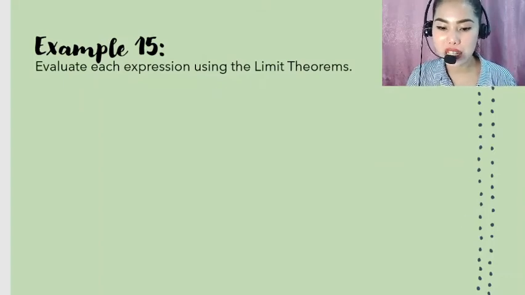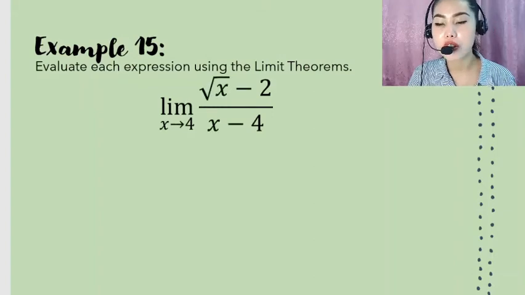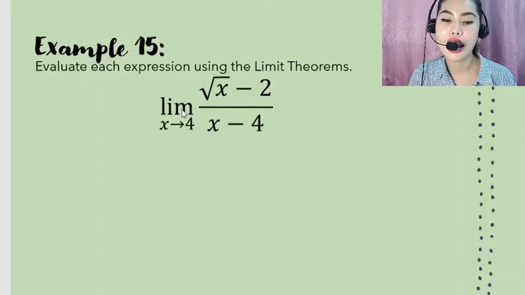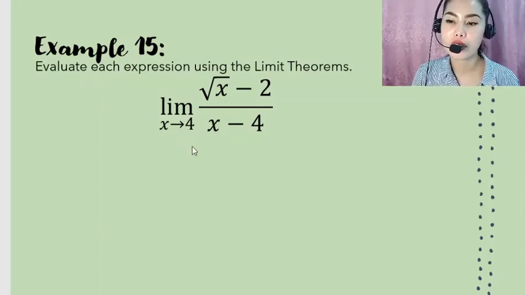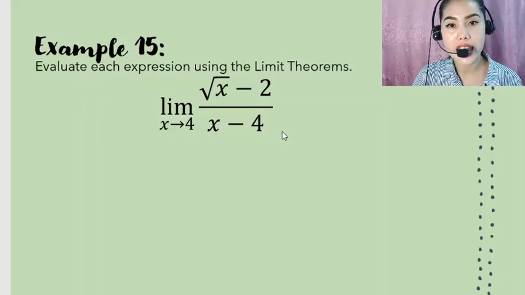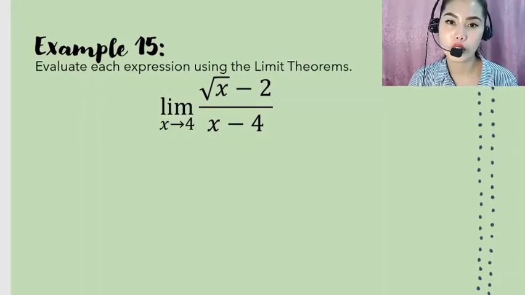Okay, now let's go to the next example. Find the limit of the function square root of x minus 2 all over x minus 4 as x approaches 4. Now, if we directly substitute our value of x by 4, you will have the square root of 4, which is 2. 2 minus 2 is 0, all over 4 minus 4, which is 0. In that case, you will have an indeterminate form.